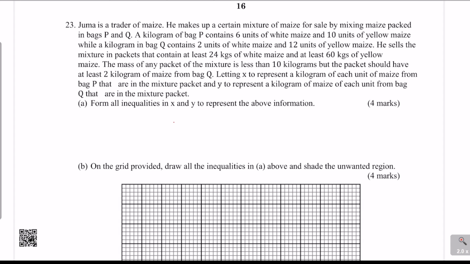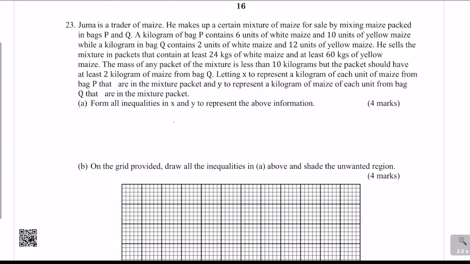He sells a mixture in packets that contain at least 24 kilograms of white maize and at least 60 kilograms of yellow maize. The mass of any packet of the mixture is less than 10 kilograms, but the packet should have at least 2 kilograms of maize from bag Q. Letting X represent a kilogram of each unit of maize from bag P that is in the mixture packet and Y represent a kilogram of maize of each unit from bag Q that is in the mixture packet.